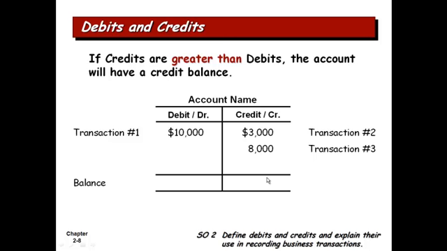If credits are greater than debits, the account will have a credit balance. Let's just call this a liability account. Let's call this accounts payable up here. Just say there was a debit of $10,000. Transactions 2 and 3 were $3,000 and $8,000 respectively. So we're going to have $11,000 here, and we're going to subtract 10, and we'll have a balance of $1,000.